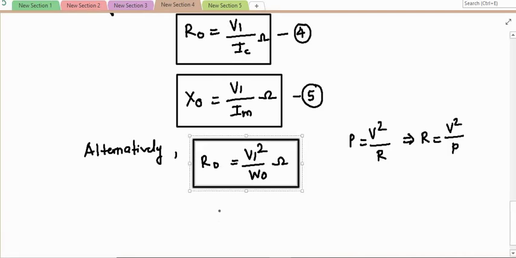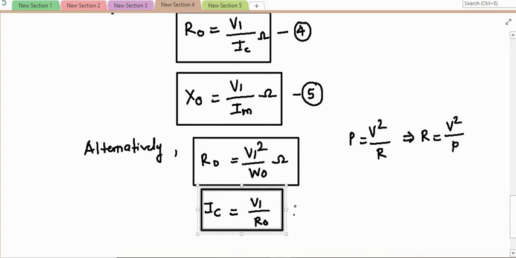Right? Then what is Ic? After finding out R0, I can find out Ic. What is Ic? It is nothing but V1 upon R0. So alternatively, you can go by this method. It is in ampere.